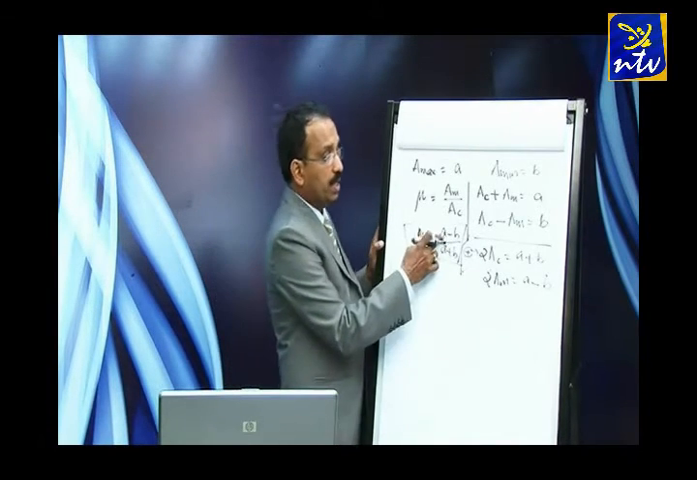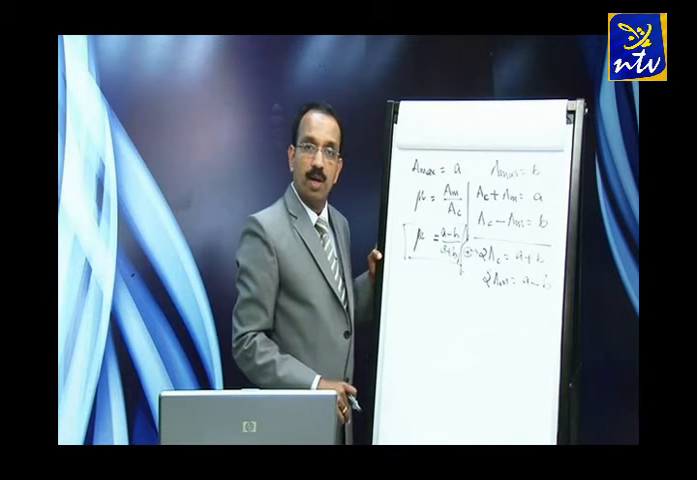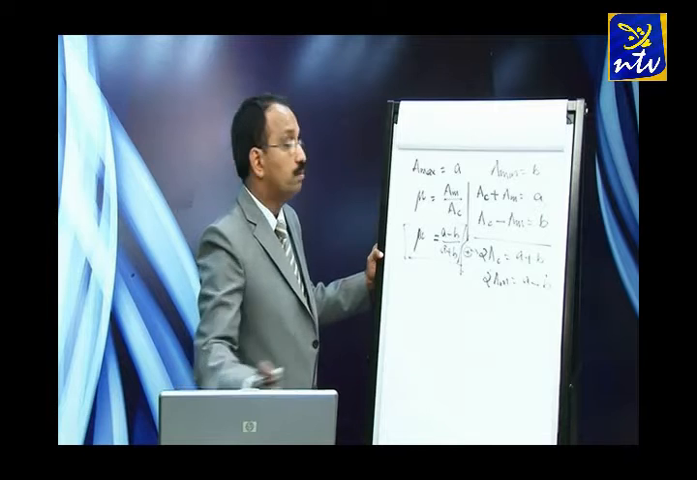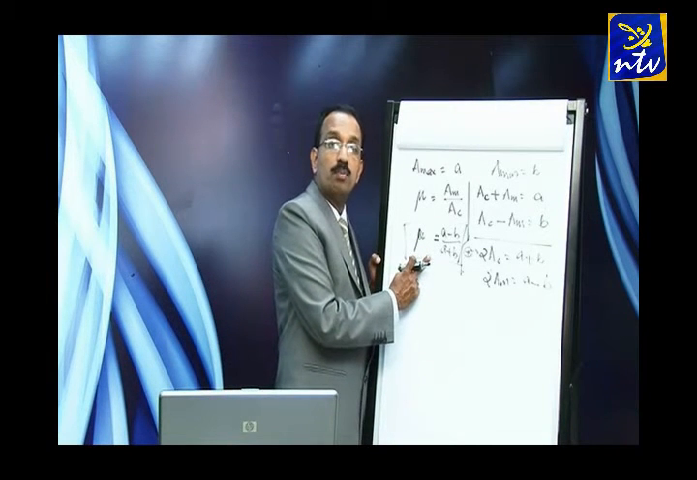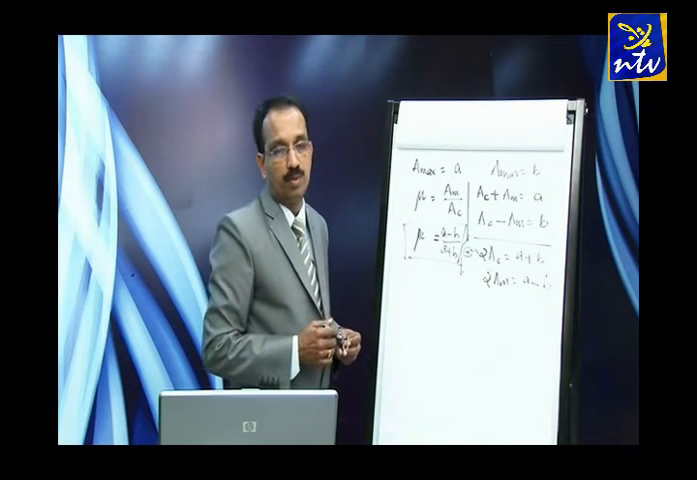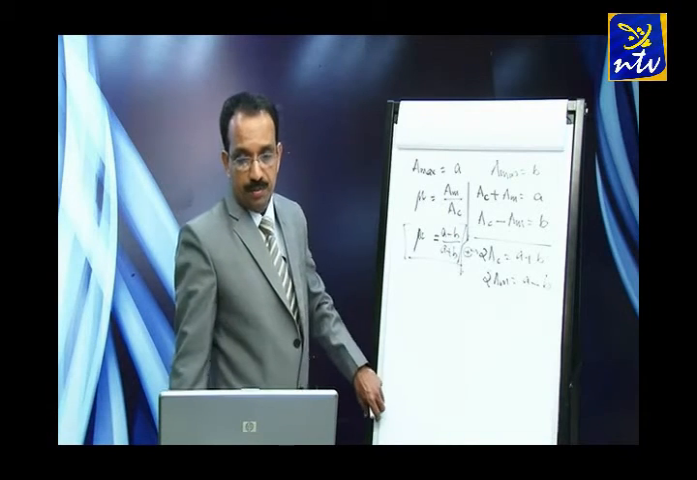What is A here? A is the maximum possible amplitude, and B is the minimum possible amplitude. This is the expression for modulation index in terms of the maximum and minimum amplitude. Is that clear? Now look at the next question.